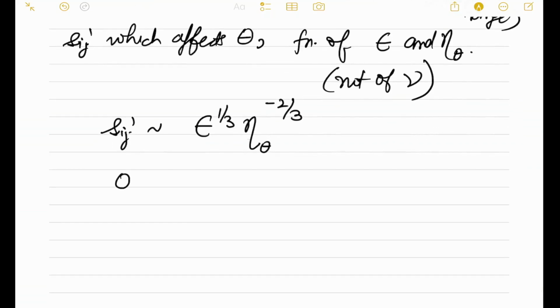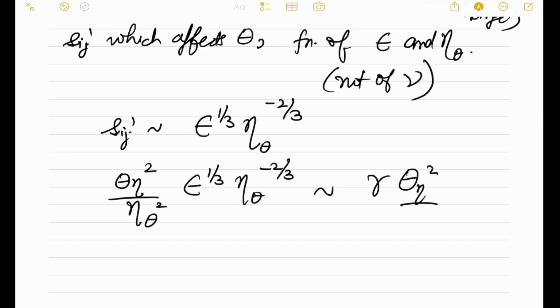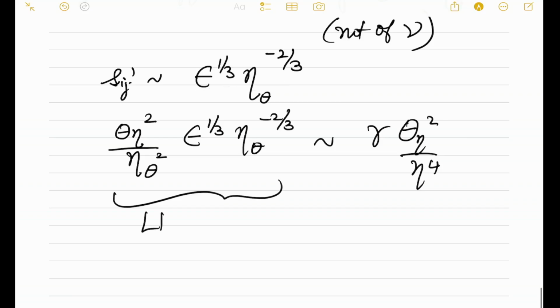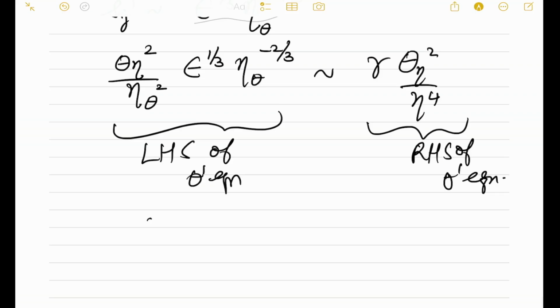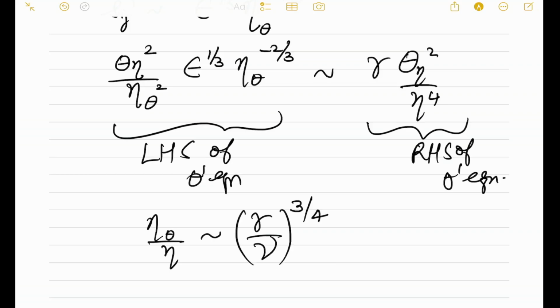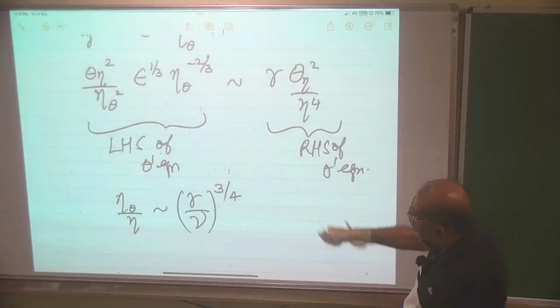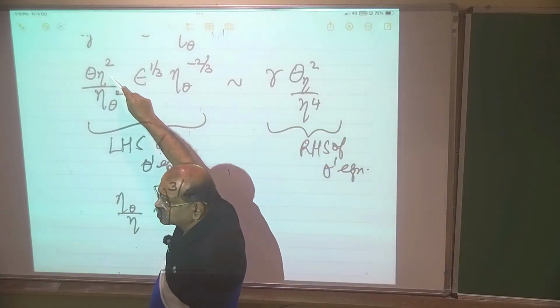And from here what you get is theta eta, the smallest temperature scale, divided by this times this is the left hand side equation. This goes like gamma times theta eta square upon eta to the 4. So, this I am getting from the left hand side of the theta prime equation, and this is the right hand side of the theta prime equation. This leads to a scaling of eta theta upon eta goes like gamma by nu to the power of 3/4. Yeah, theta eta, that means the temperature smallest scale.